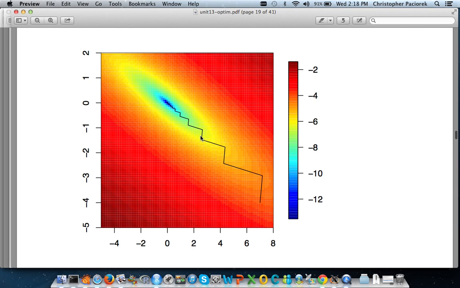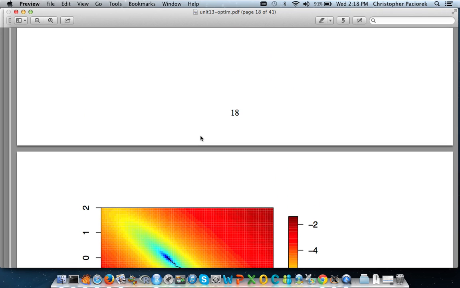So either way, that's sort of trying to motivate why it's useful to use the second derivative information and not just rely on going most steeply downhill.